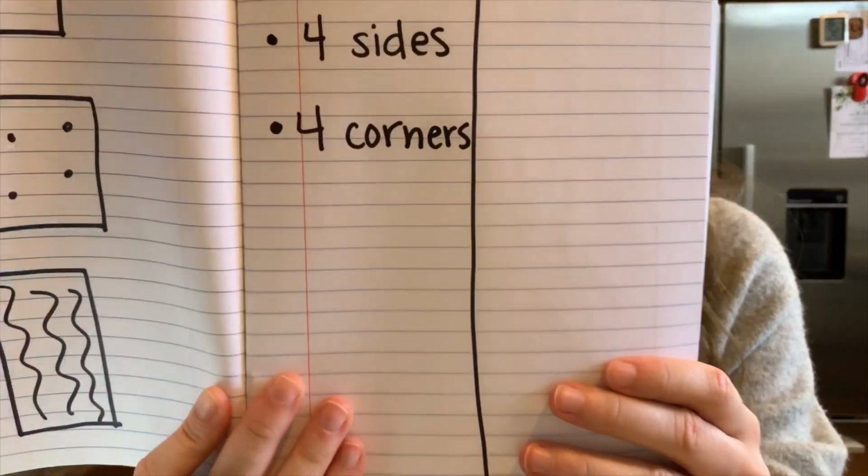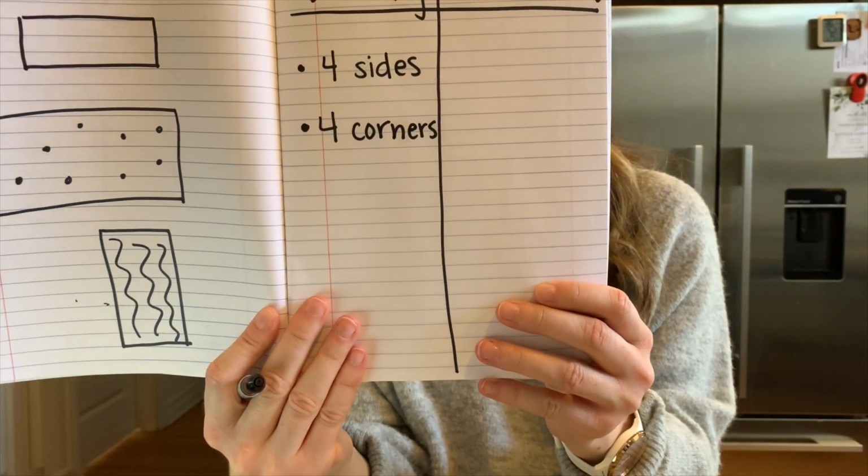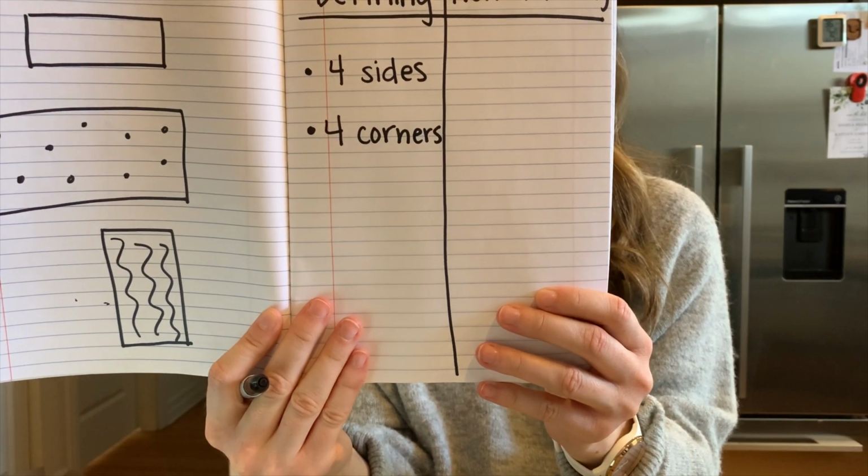Another thing that makes a rectangle is that they have 4 vertices or corners. Now, if you don't spell these words exactly right, that is okay. You try your best. But we can put that there are 4 corners on every rectangle.